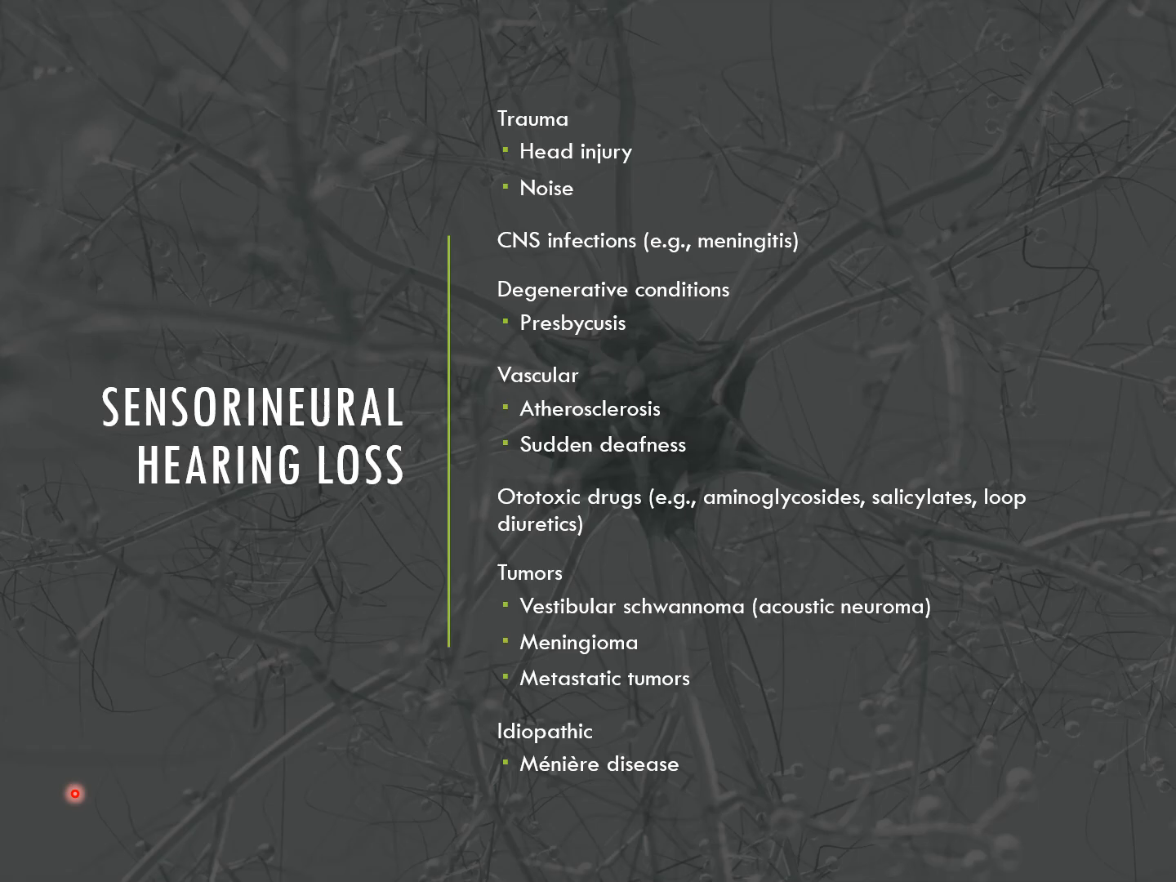It can also be caused by some of our ototoxic drugs, like your aminoglycosides, salicylates, and some of our loop diuretics. There are tumors that can infiltrate the vestibular schwannoma, that's part of the inner ear itself. That's a tumor called an acoustic neuroma. There are also meningiomas that attack the meninges of the acoustic nerve itself, or metastatic tumors coming from other locations can manifest themselves in areas of the inner ear. And there's also an idiopathic form of sensorineural hearing loss that we'll talk about called Meniere's disease.